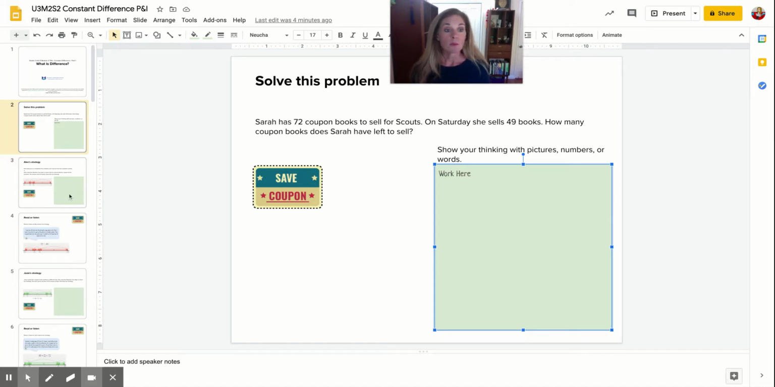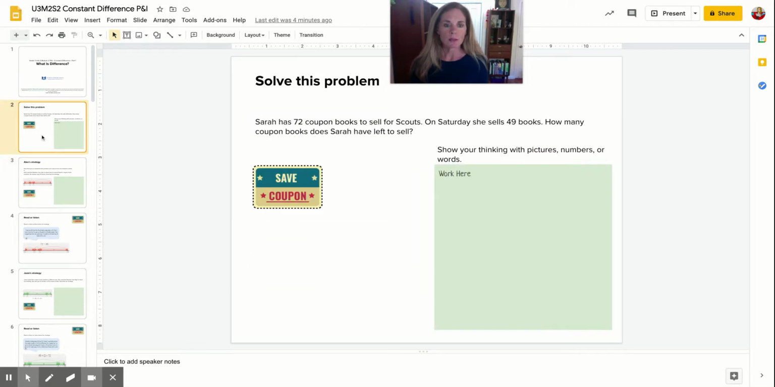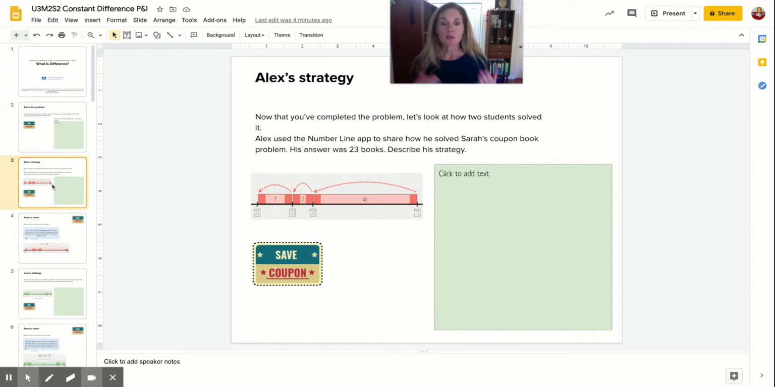So that's one thing. The next thing I want to show you is that in many of the problems that we're working on today, they're going to have a number line that looks like this one. So after you do your work here, the next slide is going to be somebody's strategy. So now that you've completed the problem, let's look at how two students solved it.